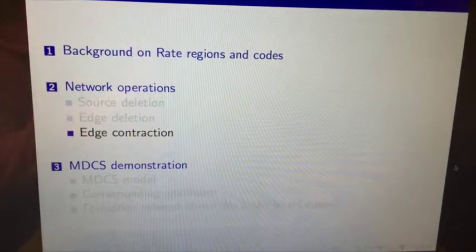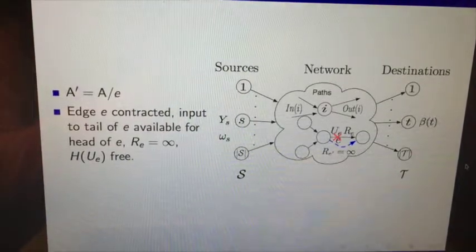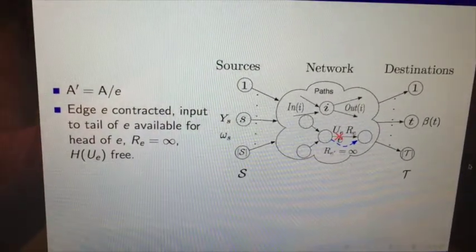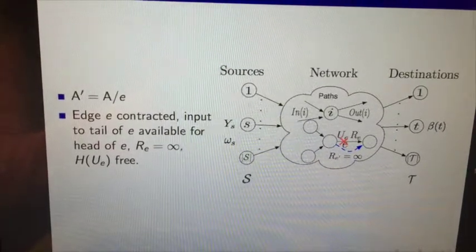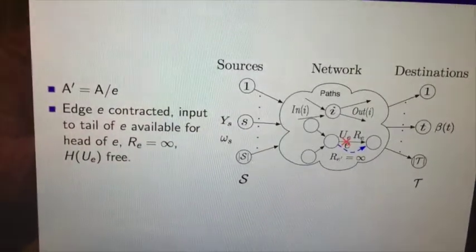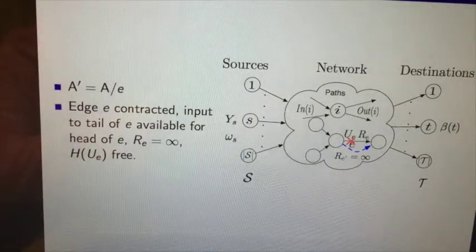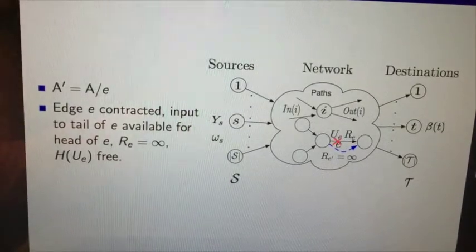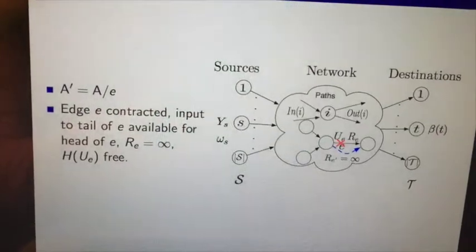Our third operation is called edge contraction. It is similar to graph edge contraction. So we know that in graphs, when an edge is contracted, the two nodes it connects will be merged. Here, if two nodes are merged, all input of the tail node will be directly available to the head node. Which is equivalent to say the capacity on E is infinity, and you can send whatever you want on E, and HUE is free.